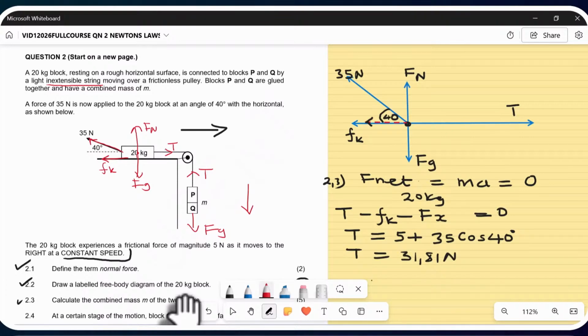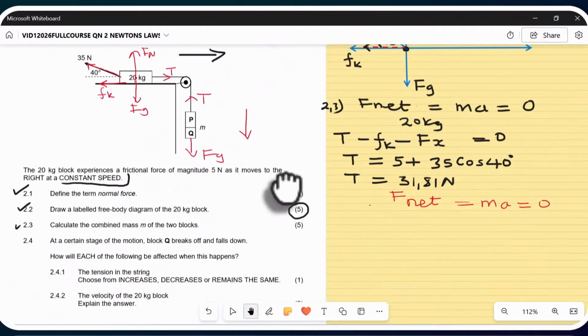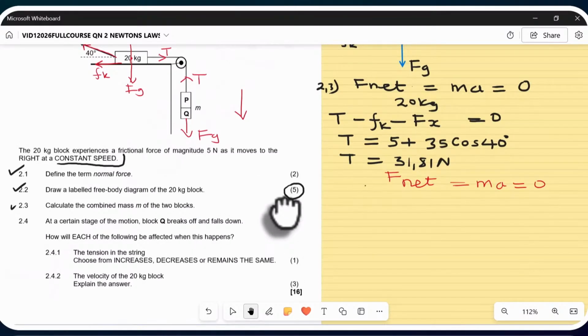Okay, in that particular case, for the hanging block it's going to be Fg minus T equals ma. Fg minus T equals ma, which equals 0. So how do you find the Fg? The mass which you're looking for times 9.8, and then minus T. At T we got 31.81, because the string is inextensible, meaning the tension is uniform throughout.